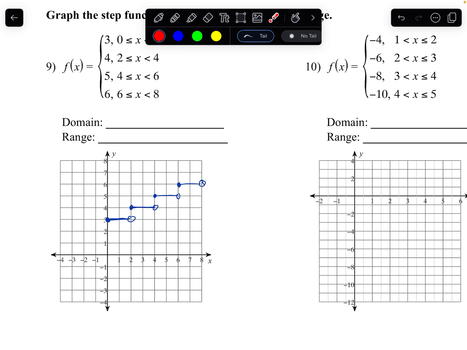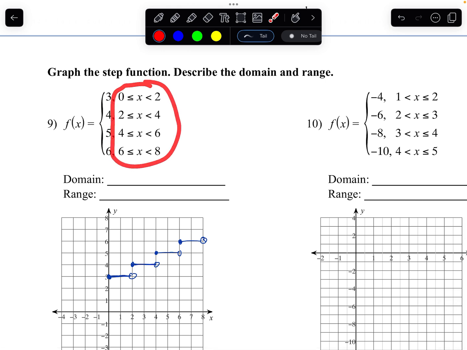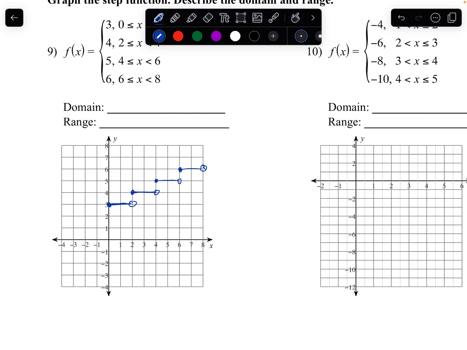Now for the domain. Domain is what values of x does this function have? Well, the good thing is that it's all described pretty much here. We go from x equals 0 all the way until x equals 8, but not including 8. So I'm going to say the domain starts at 0, it's less than or equal to x, and that's going to be less than 8.